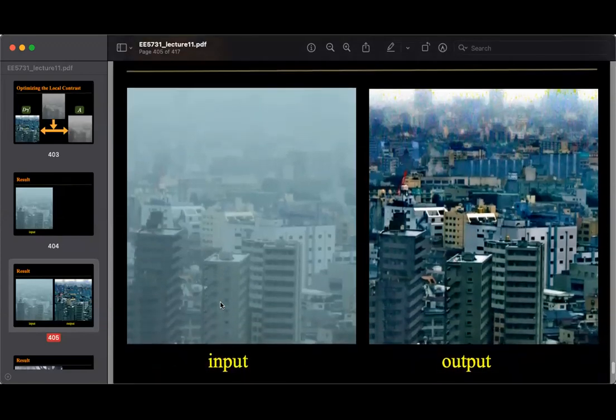so this is the result. The left is the input with bad weather, foggy in this case. And this one uses a physics approach to remove the fog. As you can see, there is actually a lot of information that you can extract from this kind of image. Okay, so this is called defogging or dehazing.